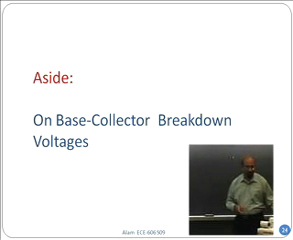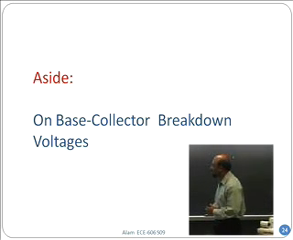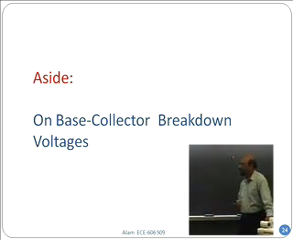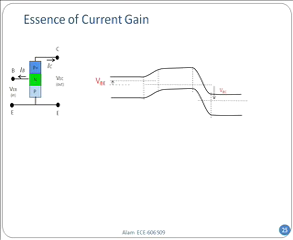Now, I have 3 slides as an aside on collector-base breakdown voltages that I want to cover. One thing I have not discussed is what happens when you apply a large bias on the collector. You can see the base-collector junction is essentially a diode. When you apply a large bias on a diode, what happens? Eventually it breaks down, and it breaks down by 2 methods, right? What are those? Zener tunneling, where electrons could tunnel from the base to the collector, or impact ionization. It could break down both ways.